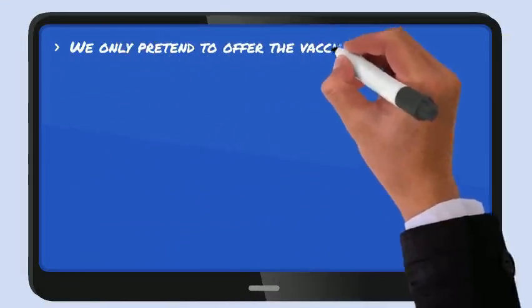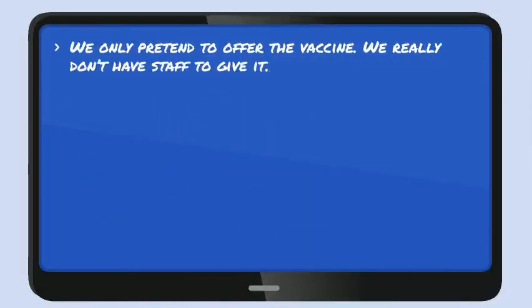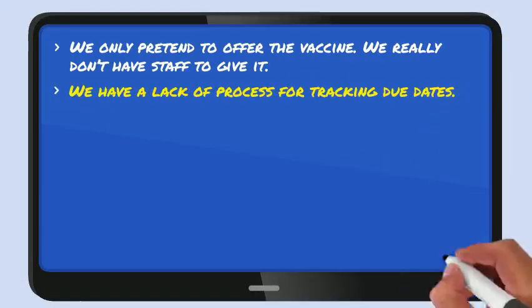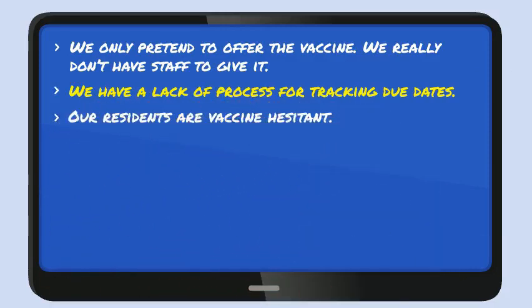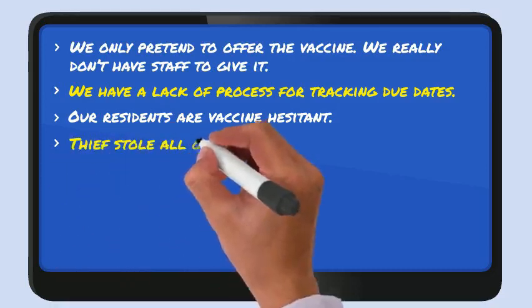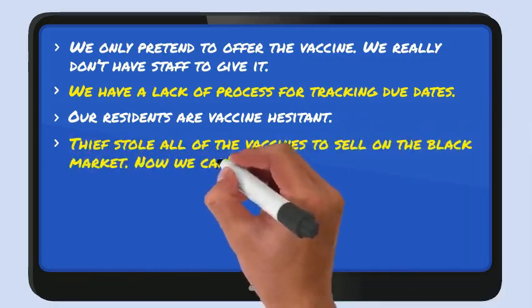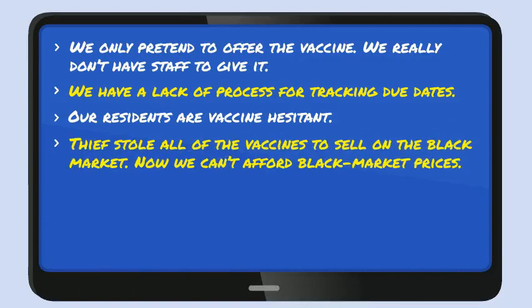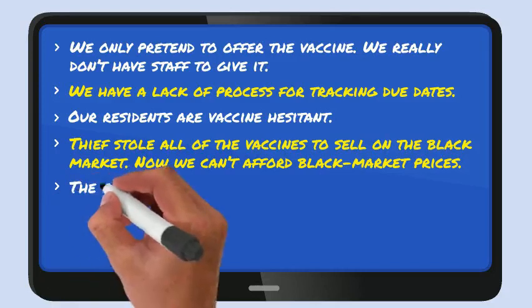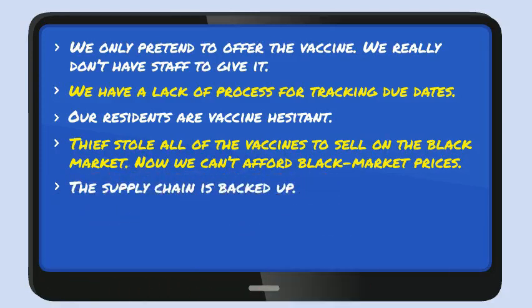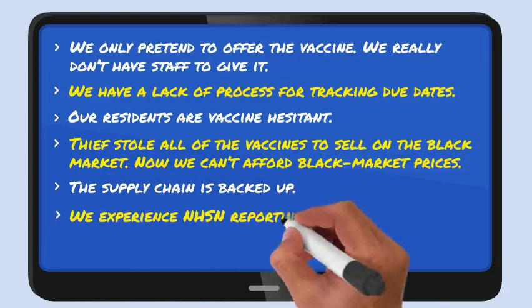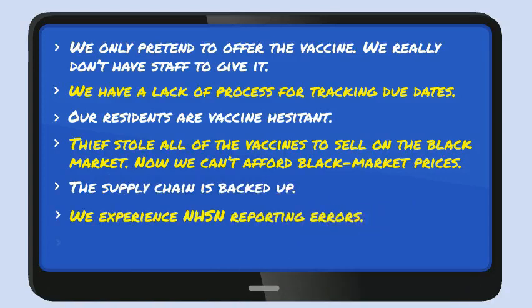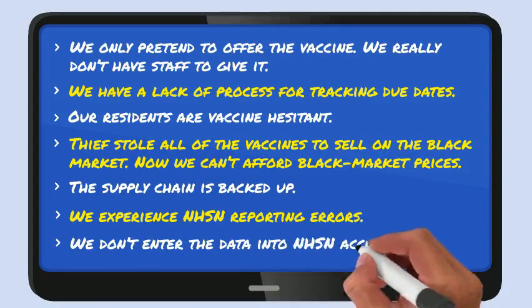We only pretend to offer the vaccine. We really don't have staff to give it. We have a lack of process for tracking due dates. Our residents are vaccine hesitant. Maybe someone left the door to the pharmacy open overnight and a thief stole all of the vaccines to sell on the black market. Now we can't get them because we can't afford black market prices. The supply chain is backed up. We experience NHSN reporting errors. We don't enter the data into NHSN accurately.